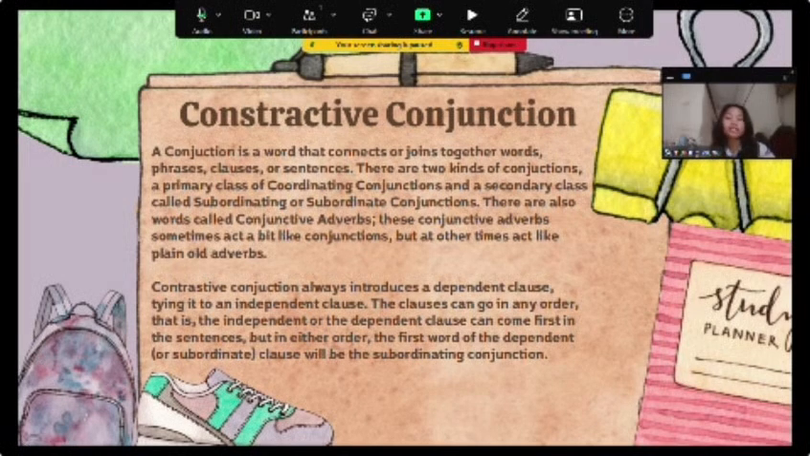Subordinating conjunctions always introduce a dependent clause, tying it to an independent clause. The clauses can go in any order, that is, the independent or the dependent clause can come first in the sentence. But in either order, the first word of the dependent or subordinate clause will be the subordinating conjunction.